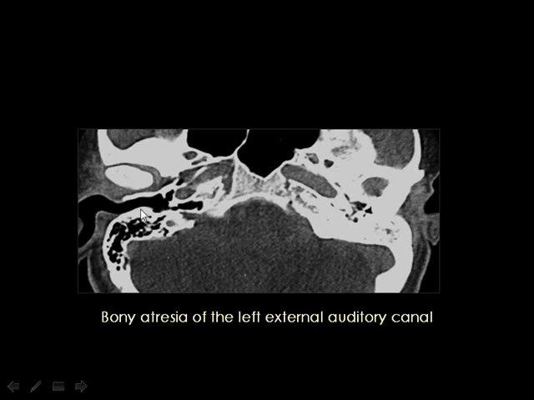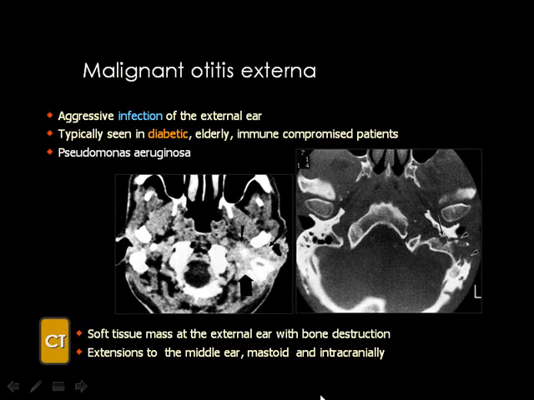Here you can see the right external canal is normal, but here you cannot see any external canal. You can see only bone and the subcutaneous tissues. This is bony atresia of the external canal.